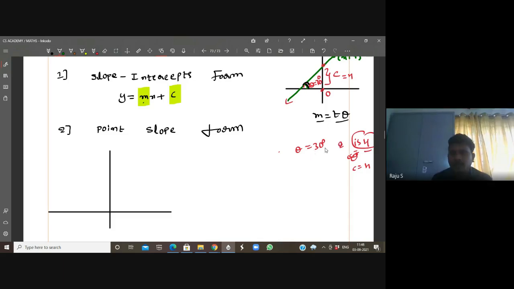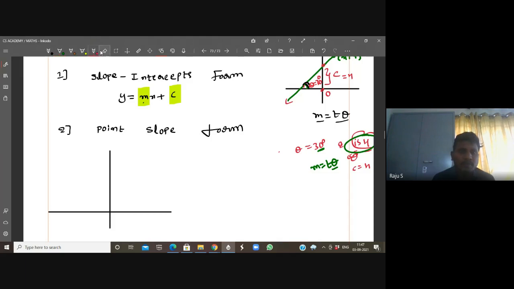You need to find tan 30. m is equal to tan theta. With the help of theta, tan 30 will give m. The c value is already given directly as 4. Surely they'll give the y-intercept, so there is no need to find that. Okay, next, point slope form.